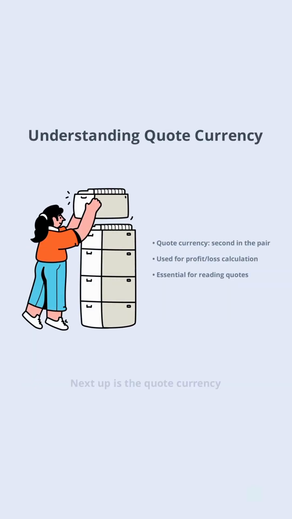Next up is the quote currency, which is the second currency in any pair. Sometimes called the pip currency, it's the one you use to measure profit or loss. For example, in EUR/USD, the USD is the quote currency. Any changes in your trade's value are expressed in this currency. It's important to keep this in mind, especially when calculating gains or losses after a trade. Mastering this distinction will help you read Forex quotes like a pro.